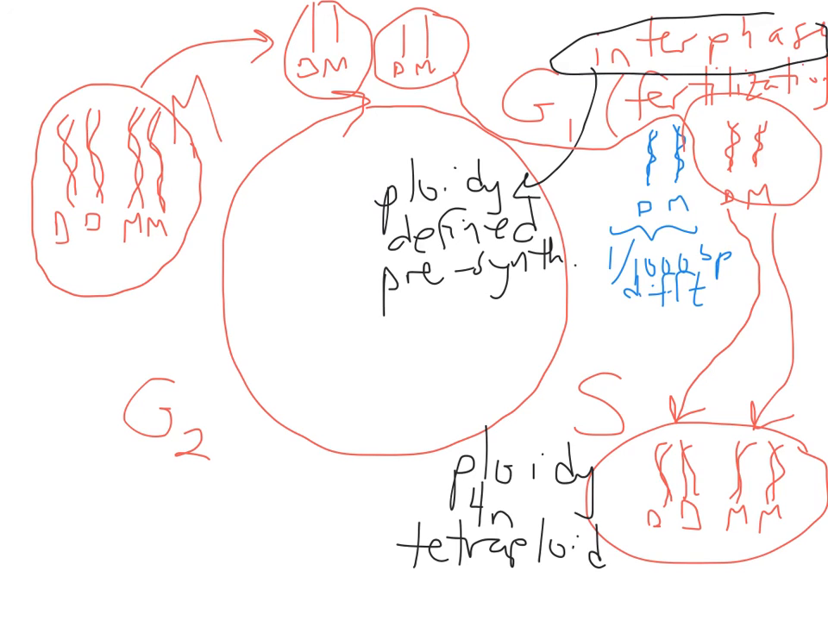So in G1 interphase, before synthesis, we're diploid. Synthesis makes us temporarily what? Tetraploid, 4 copies of every chromosome. After mitosis, we get 2 daughter cells that are once again diploid.